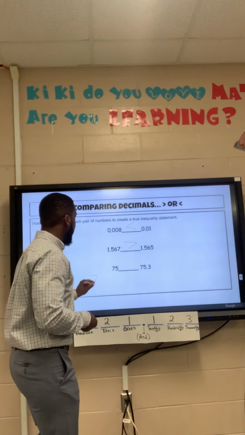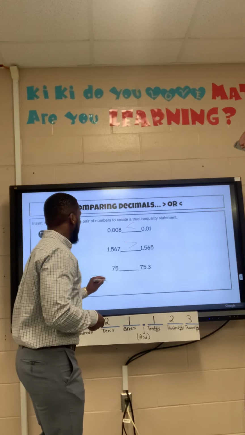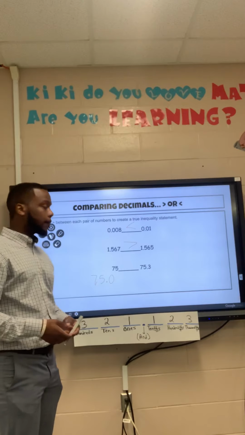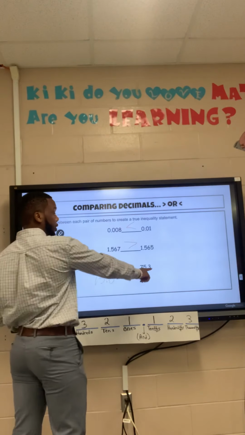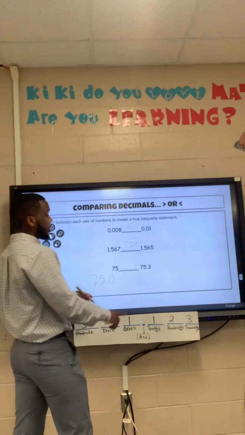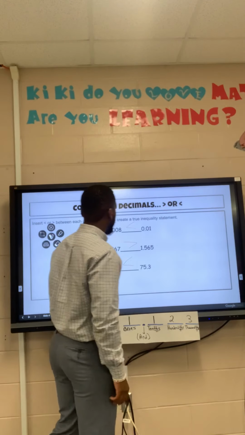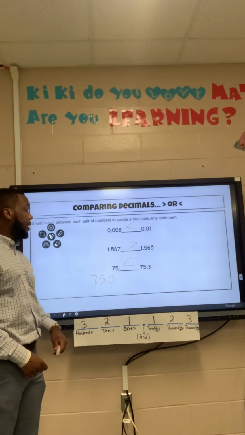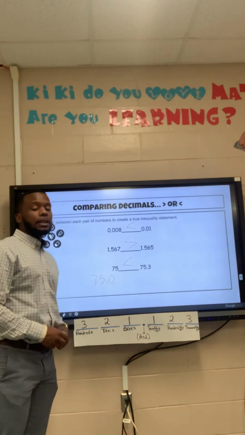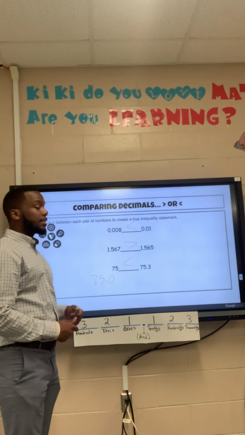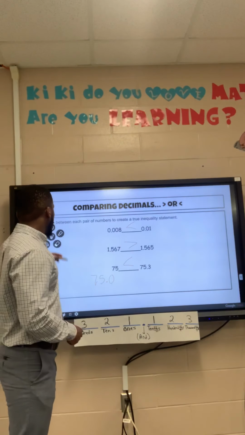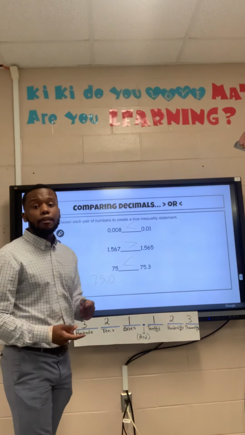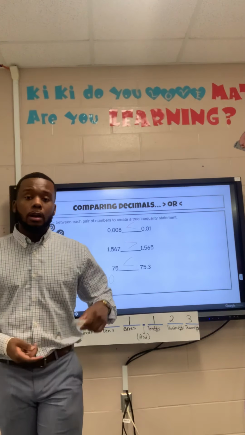That will actually be 75.0 if we want to make them have the same decimal digit value. And we can clearly see that a 3 is bigger than a 0. Therefore, my arrow will be facing the right. And when we read it, it says 75 is less than 75 and 3 tenths. So I hope that helps you with the learning objective of I can compare and order decimals.